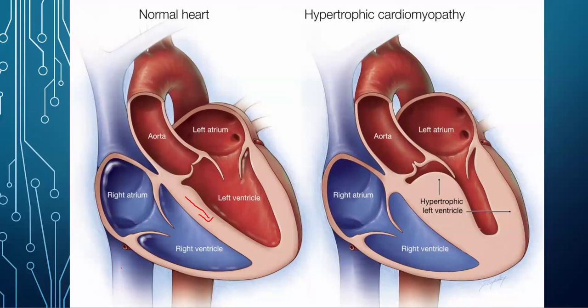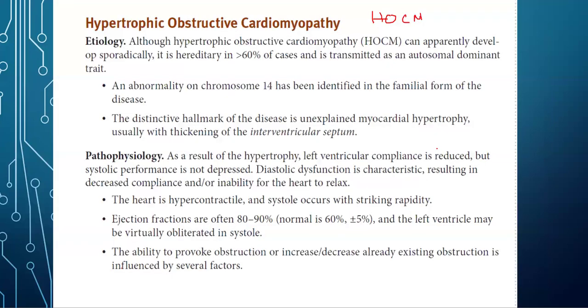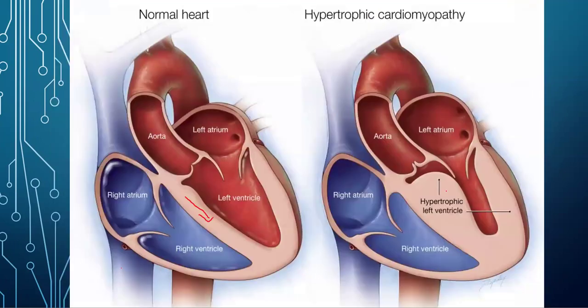Because it gets that much bigger and hypertrophied, there is not much space in the left heart to fill with blood. So the problem in HOCM is that it can't get enough filling with blood, or it can't get that dilated. So if it can't get dilated, what kind of heart failure will you get in this patient? You will get diastolic heart failure. As a result of the hypertrophy, left ventricular compliance is reduced. That's why diastolic dysfunction is characteristic in this patient.